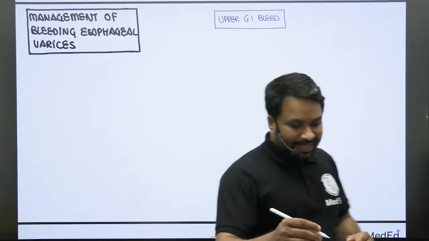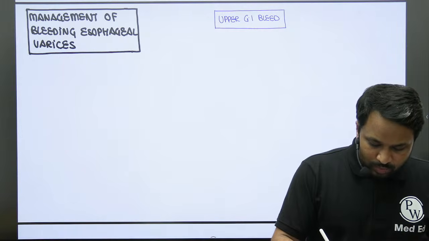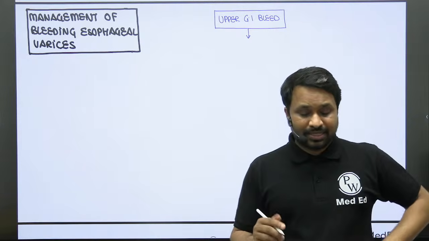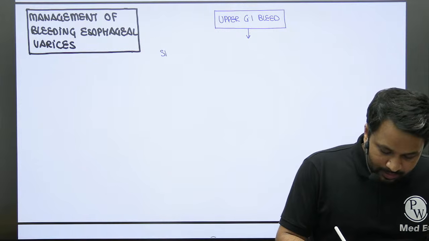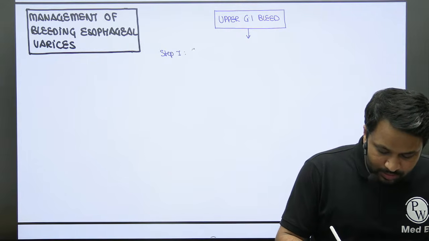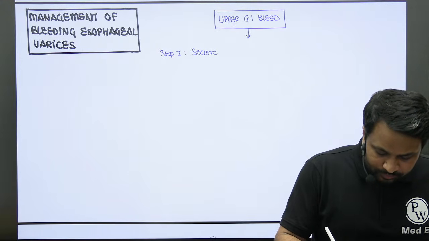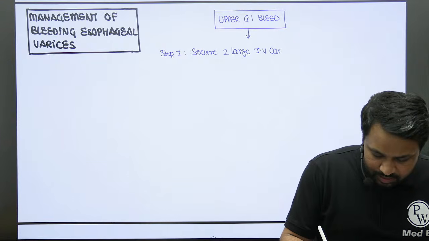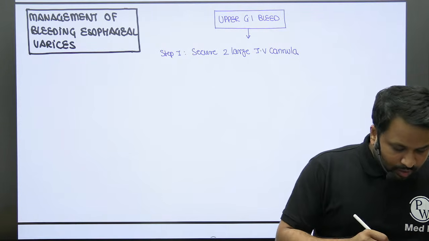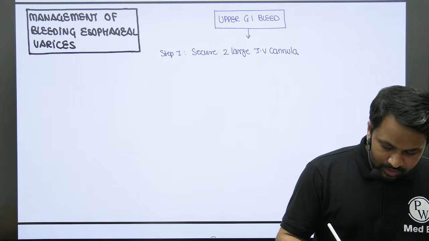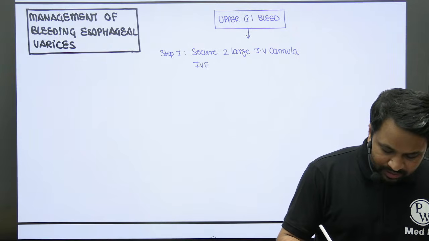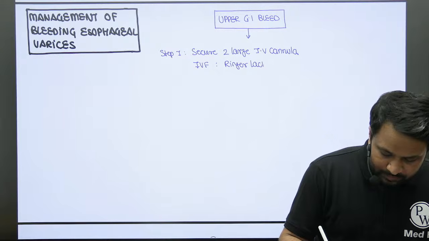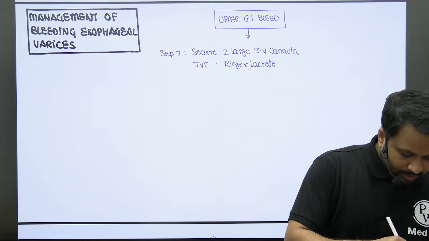Okay? So for a patient who lands with an upper GI bleed, my objective here is not to make a diagnosis; I have to stabilize. So the first step, step number 1, is to secure 2 large IV cannulas. Start the patient on IV fluids, usually starting with Ringer lactate.